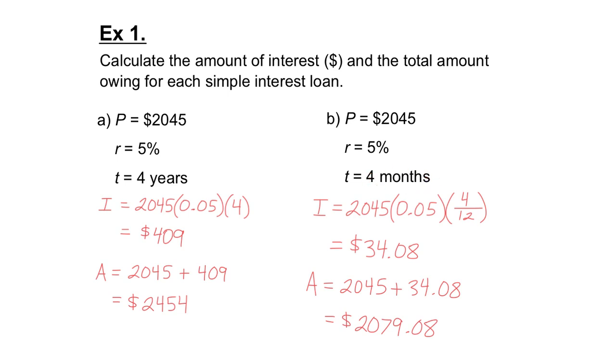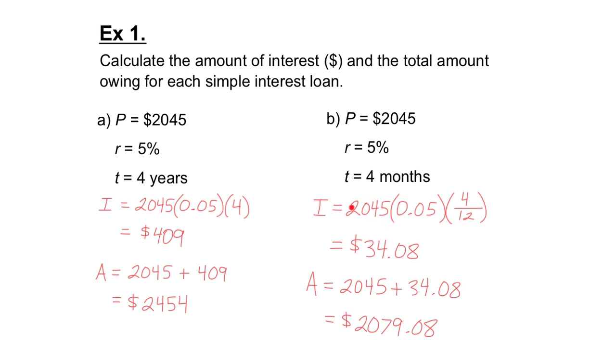For the second one, the only difference is the amount of time. It's 4 months, not 4 years, so don't put a 4 here again, because then you'll end up with the same amount of interest as if it was 4 years. Change this to 4/12. 4 months is 4/12 of a year. So take your time and turn it into a fraction. If you're not dealing with years directly, turn it into a fraction of a year.